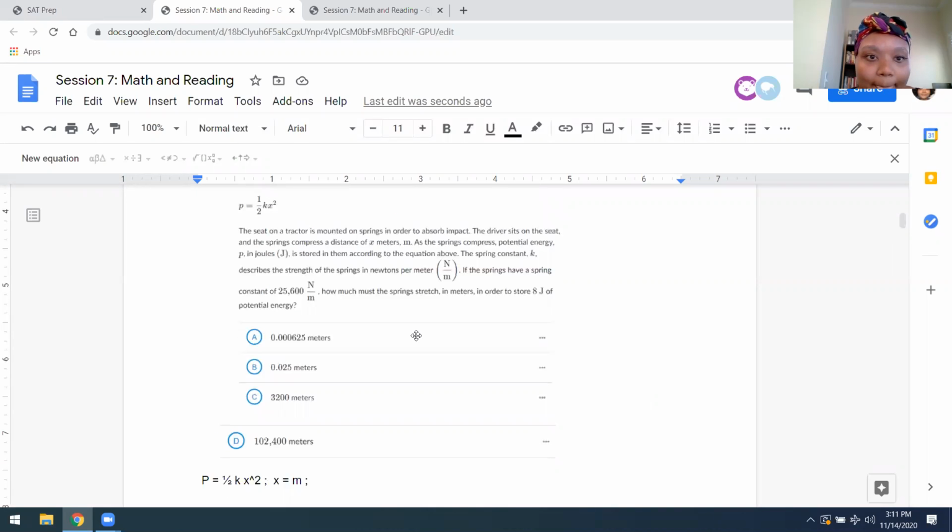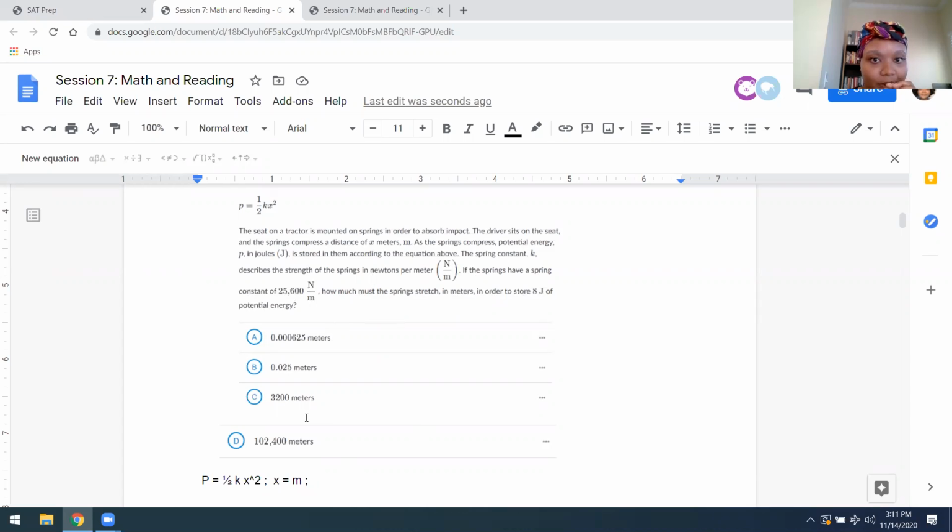Okay. Now, according to the equation above, the spring constant, K, describes the strength of the springs in newtons per meter, N over M. If the springs have a spring constant of 25,600 N over M, how much must the spring stretch in meters in order to store 8 joules of potential energy?